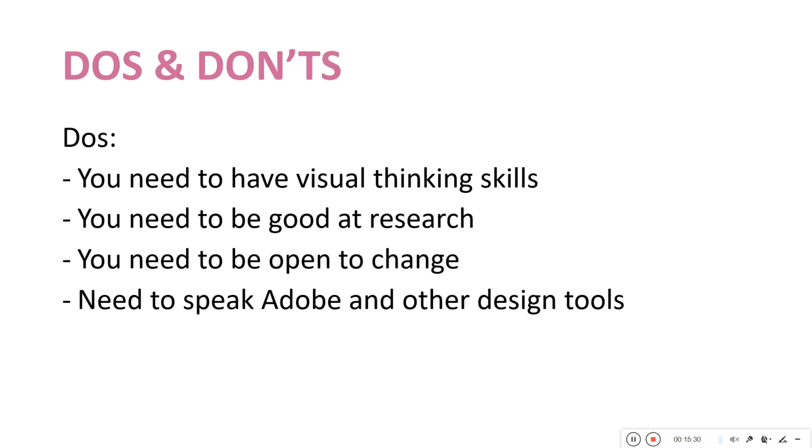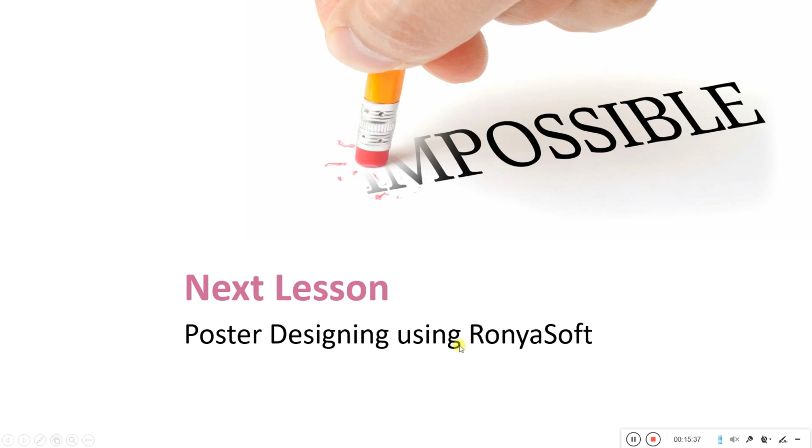These are the things we want you to do now. These are what we will start doing going forward. So the next lesson will be poster designing using Ronya Soft. We said we will start with Ronya Soft because Adobe is a more complex software than Ronya Soft. People usually start with Microsoft Publisher. Publisher is not a designing software you can be proud of, saying I design using Publisher. No. We'll use Ronya Soft. I'm not diminishing Microsoft products here. But for my lessons, I will use Ronya Soft because I recommend it more than Microsoft Publisher. So we will have to remove the IM from impossible to possible.